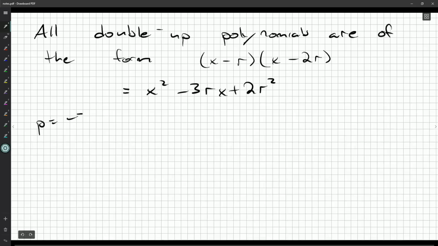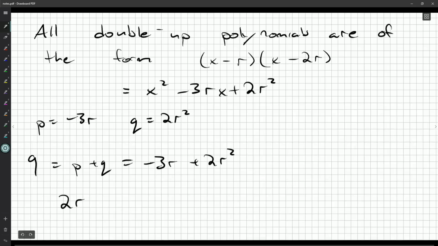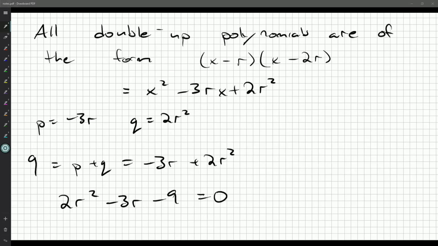So p is negative 3r, q is 2r squared, so we want 9 to be equal to p plus q. So this is going to be negative 3r plus 2r squared, and this is just a nice little quadratic. Bring the 9 over to the other side. Because of the 2 there, I don't think this is going to be particularly nice to factor. It might be, but, well, I don't know.